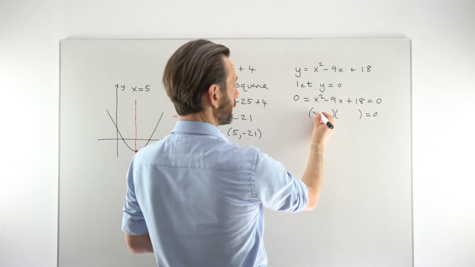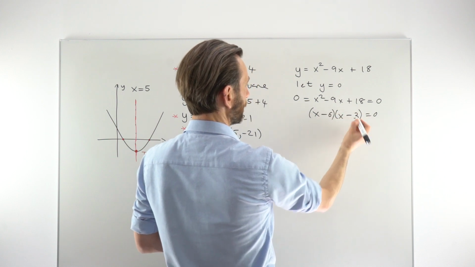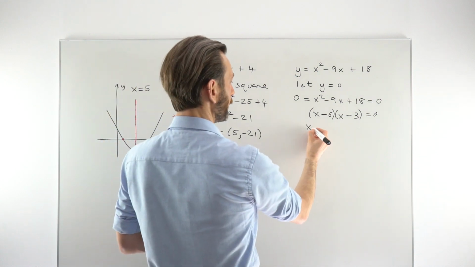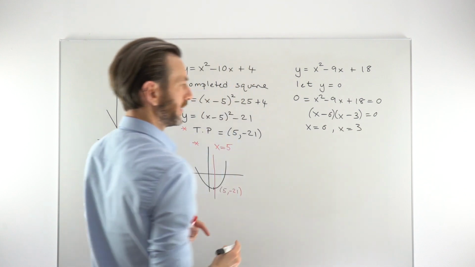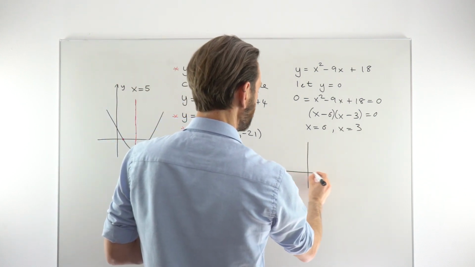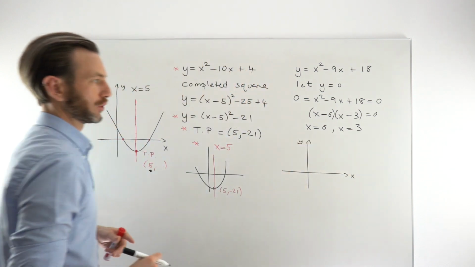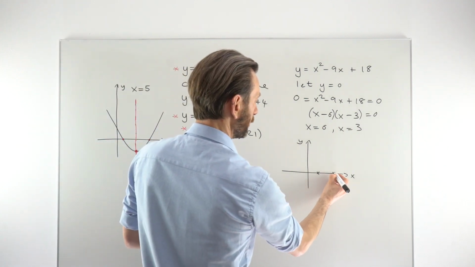Hopefully it will factorize. So x and an x. Yeah, this one we need a 6 and a 3 and a minus and a minus. And then we can solve that to get our two solutions, which would be x = 6 and x = 3. So we can mark those two onto a graph. We don't really need a graph for this, but I'm just going to do it for illustration. So marking on these two root points, one would be at 3, one would be at 6.